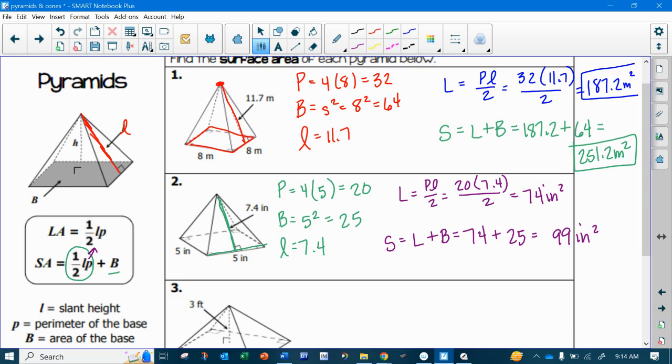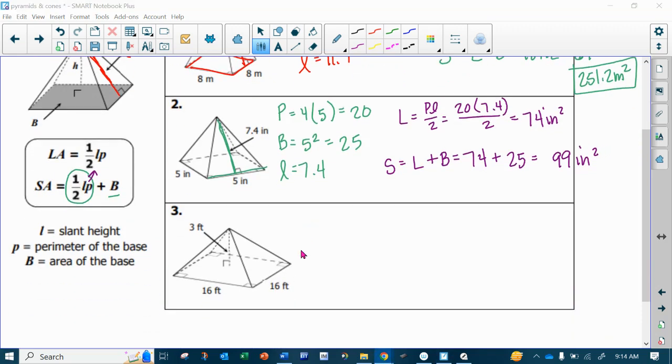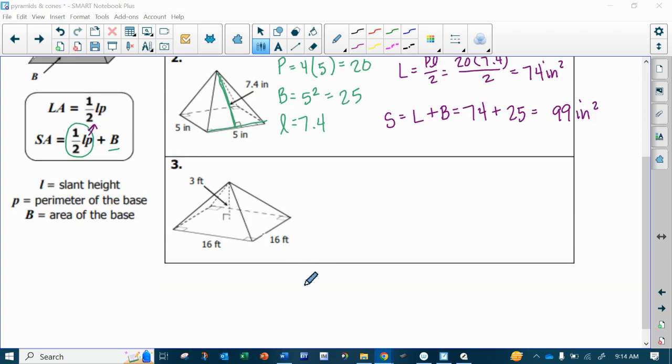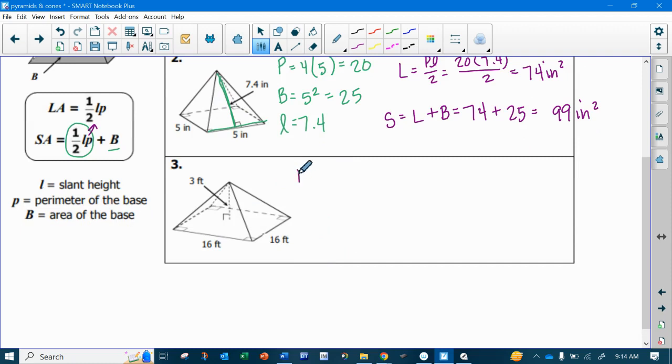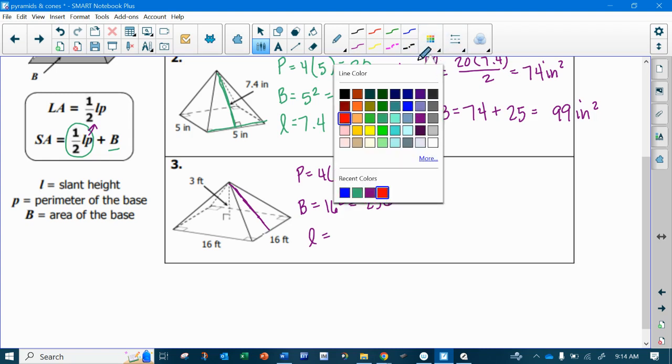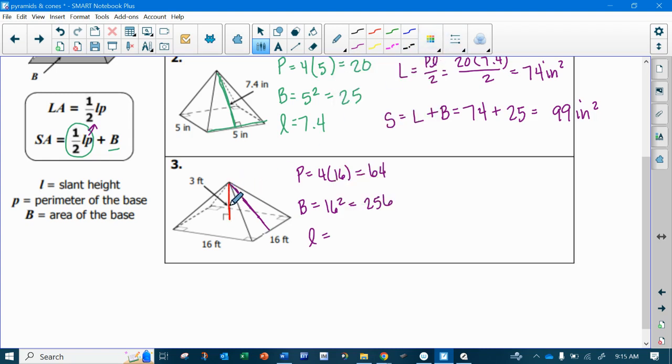All right, let's look at number 3 now. So on number 3, we still have a square base. So we can find the perimeter of our base. So that's 4 sides at 16. So our base perimeter is 64. The area of our base is 16 squared, which is 256. And our slant height. Notice this time they did not give me the slant height. Okay, so this is where you're going to have to do an extra step to find the slant height. But please notice, they gave us the actual height this time.